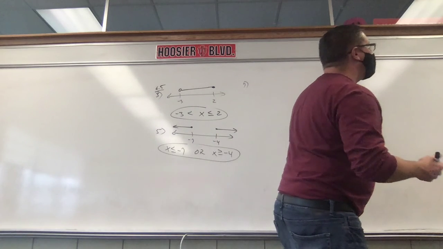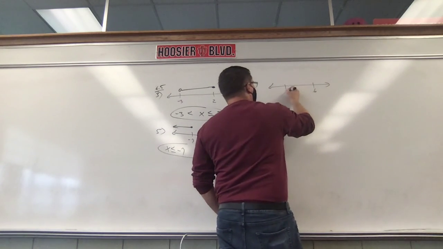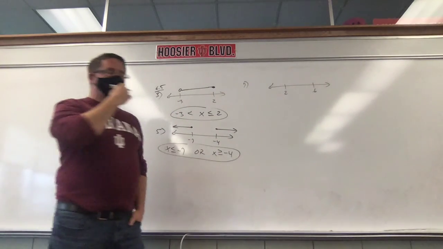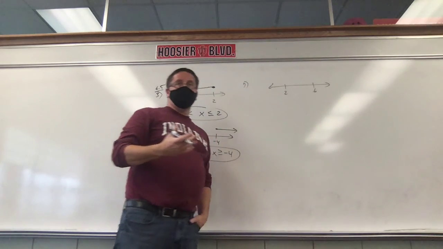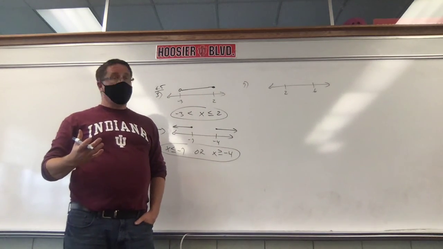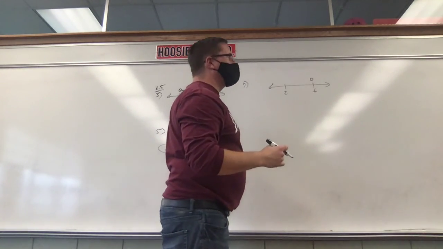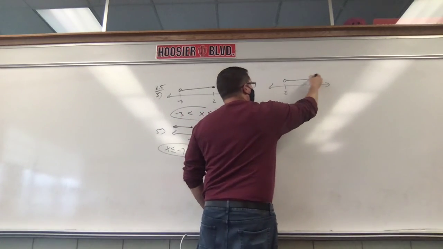So it's less than 6 and greater than 2. It's got to be in between 2 and 6. Now, it's less than 6. Could it be 6? No, so it's going to be open at 6. And it's got to be bigger than 2. Could it be 2? No. So it's got to be open. It's everything in between.